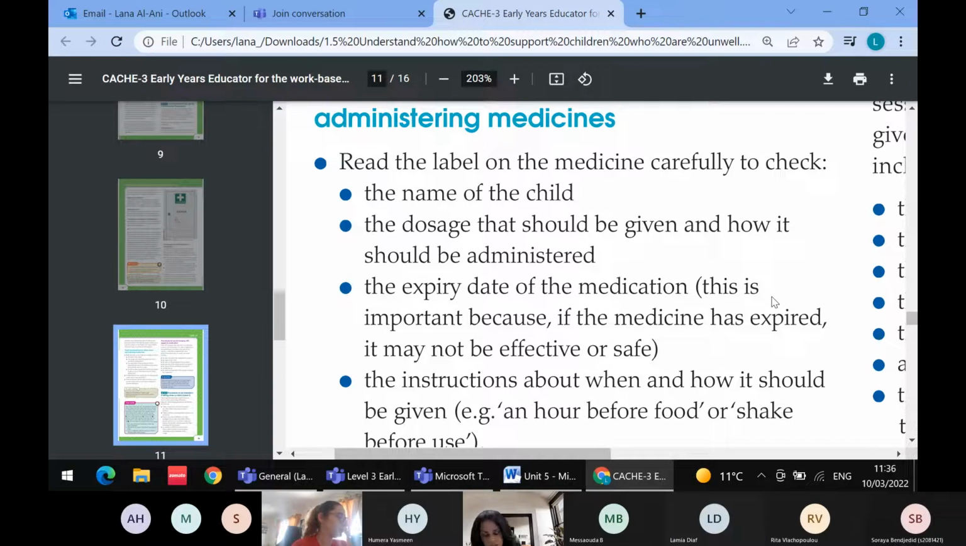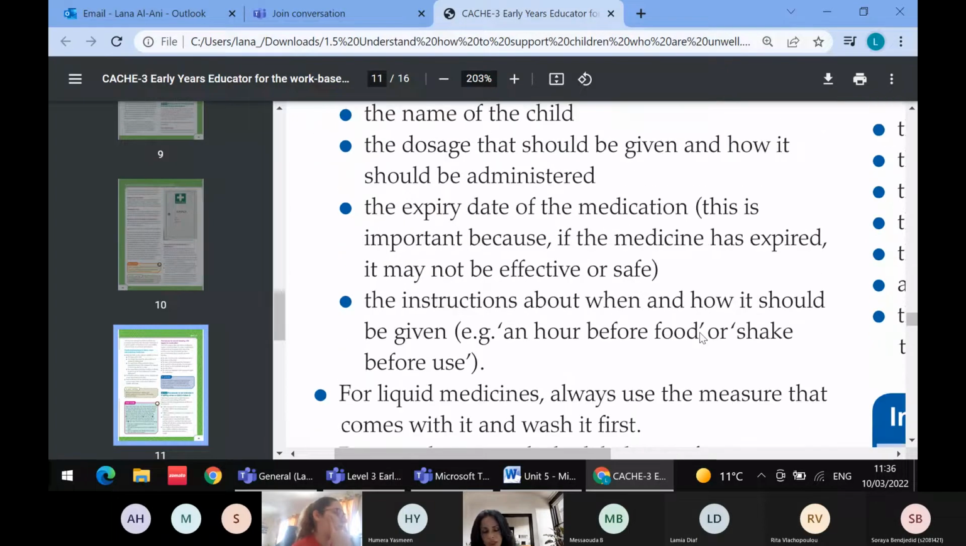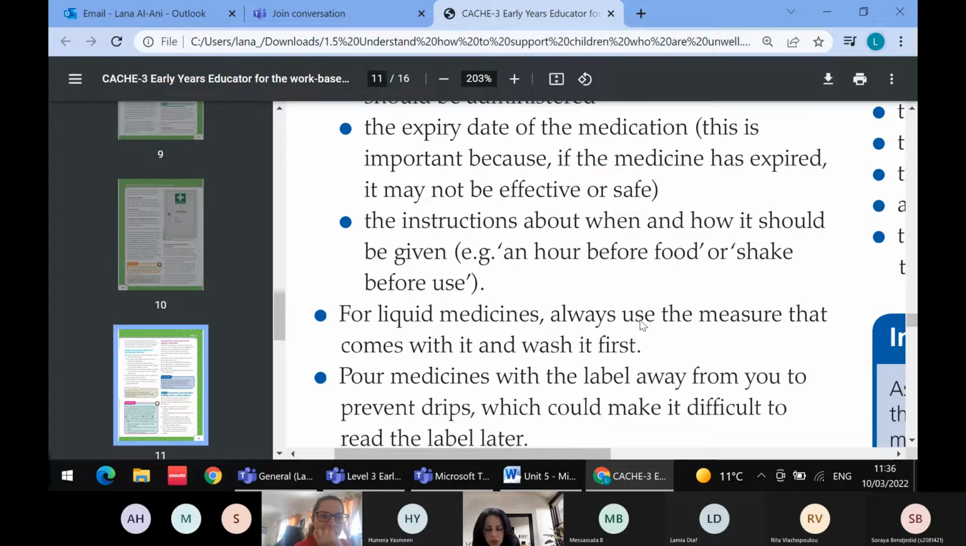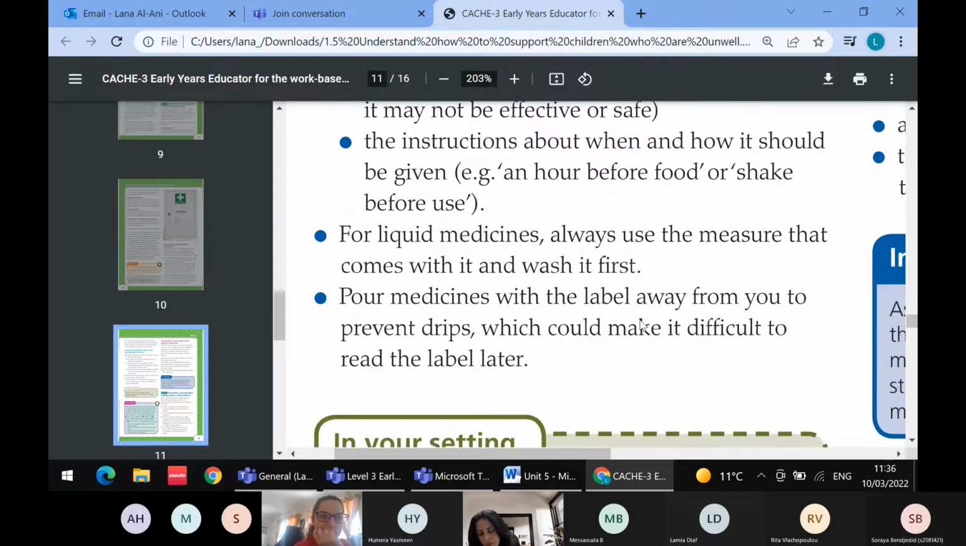The expiry date of the medication should always be checked, and instructions about how to take it, and the side effects. All this information you need to have a look at. How many times in the day should the child take it? Is it before food? Is it after food? Do you need to shake it? You don't need to shake it. You need to know lots more information about the medication.